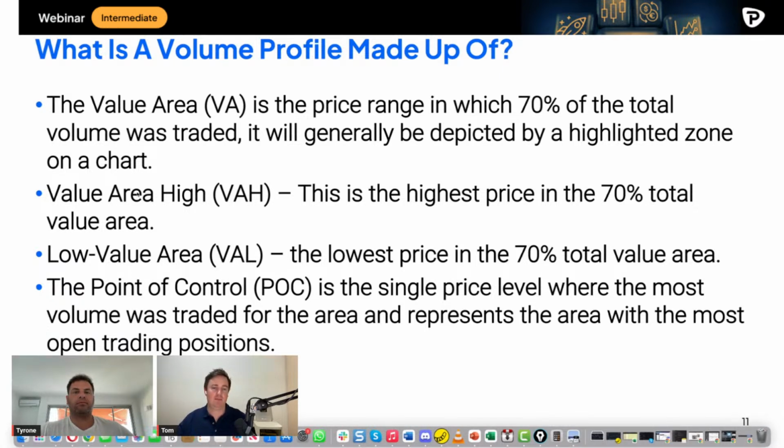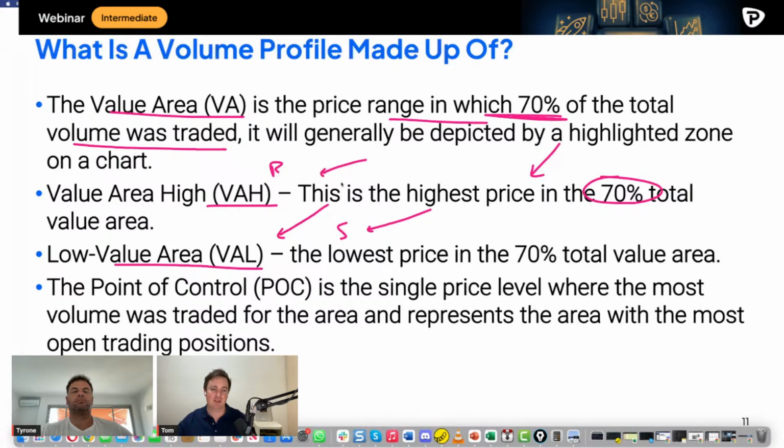So when it comes to volume profiles, when you put them first on a chart, you're going to be given basically 3 different ranges. You're going to first off get what we call the value area, and that's the price in which 70% of the total volume was traded. It's generally depicted by some kind of highlighted zone on the chart within a certain area. We'll look at that later. Then we get what we call the value area high, and that's the highest price of that 70% total trade volume. And then we get the value area low.